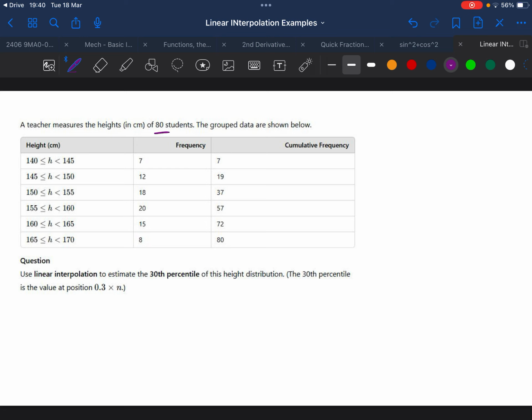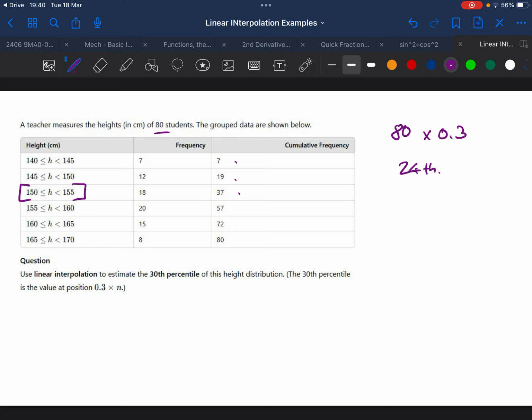80. How far? The 30th percentile. So sometimes they talk about percentiles. It means 30% up from the bottom. So that's 0.3. That's going to be the 24th position. 7, not there yet. 19, not there yet. 37, gone too far. So it's somewhere in here.